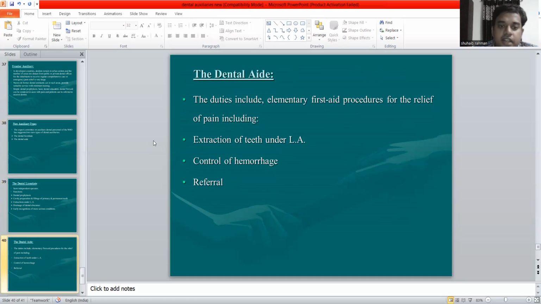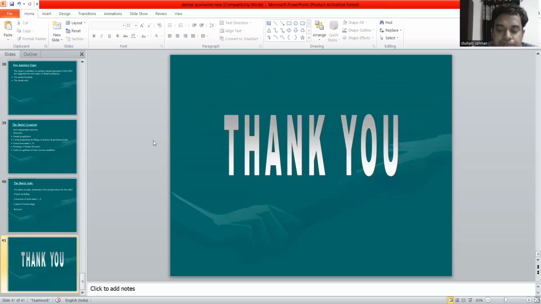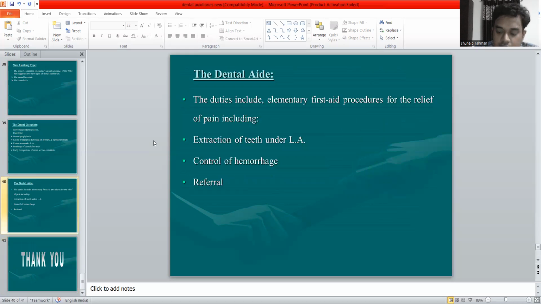Coming to the dental aid, the duties include elementary first aid procedures for the relief of pain, including extraction of teeth under LA, control of hemorrhage, and the patient can be referred to the nearest center. So these are the basic functional structures of the paradental professionals.